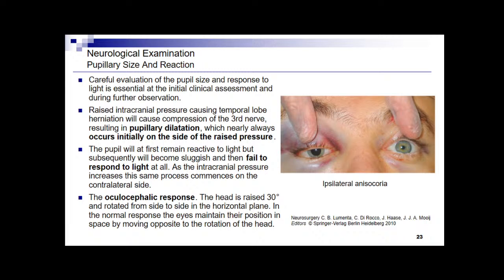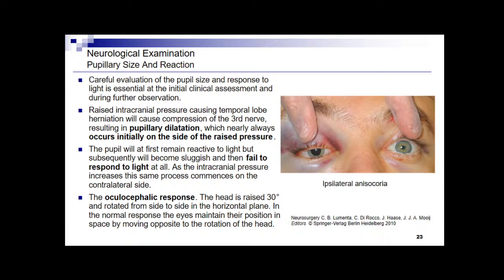Anisocoria is the difference between the diameters of the pupils. On the slide you can see the left eye is normal and the right eye is dilated. The pupil is dilated due to compression of the third pair of intracranial nerves. The pupil will at first remain reactive to light, but subsequently will become sluggish and then fail to respond to light at all. As the intracranial pressure increases, this same process commences on the contralateral side.